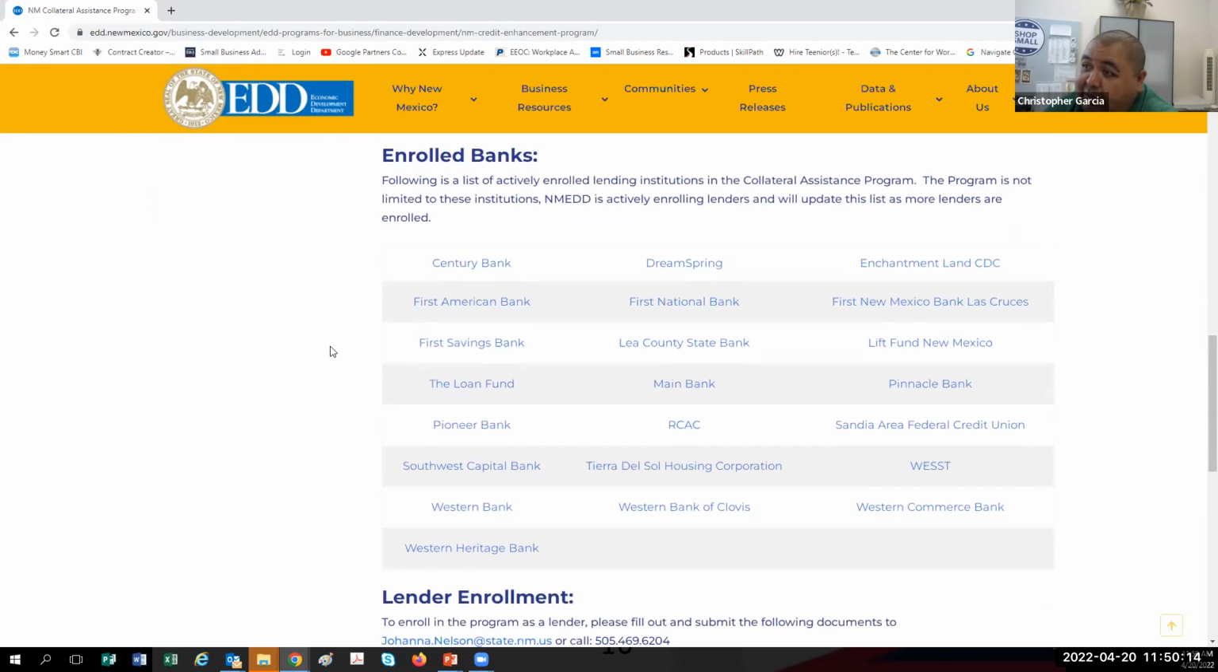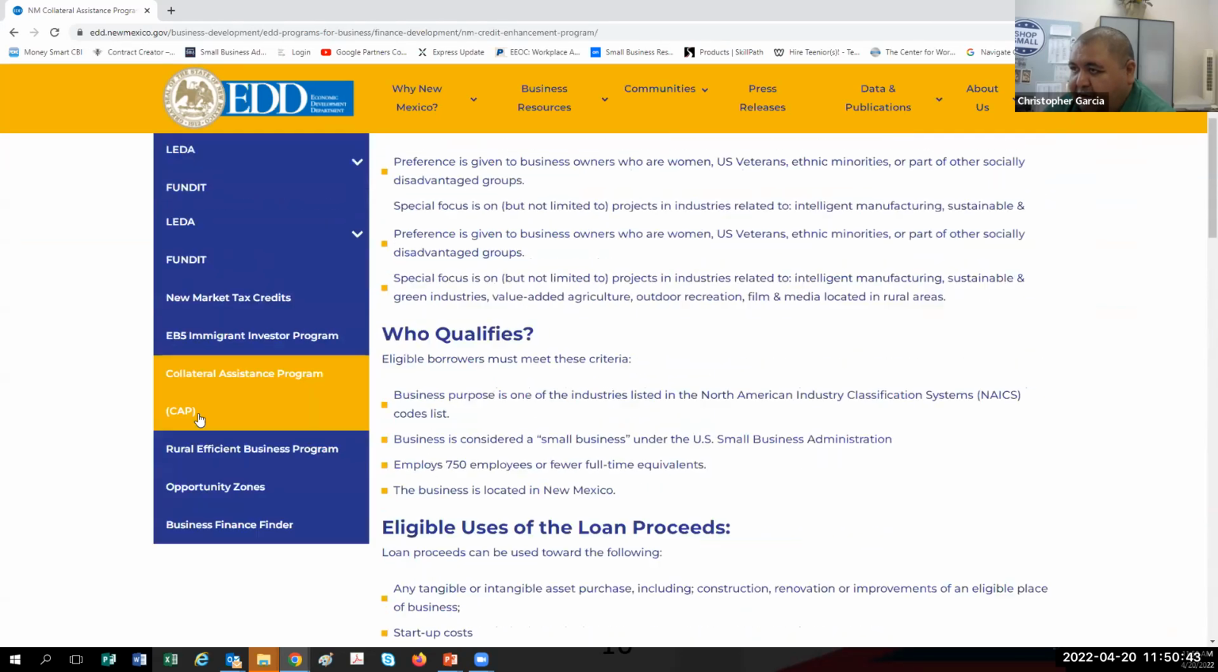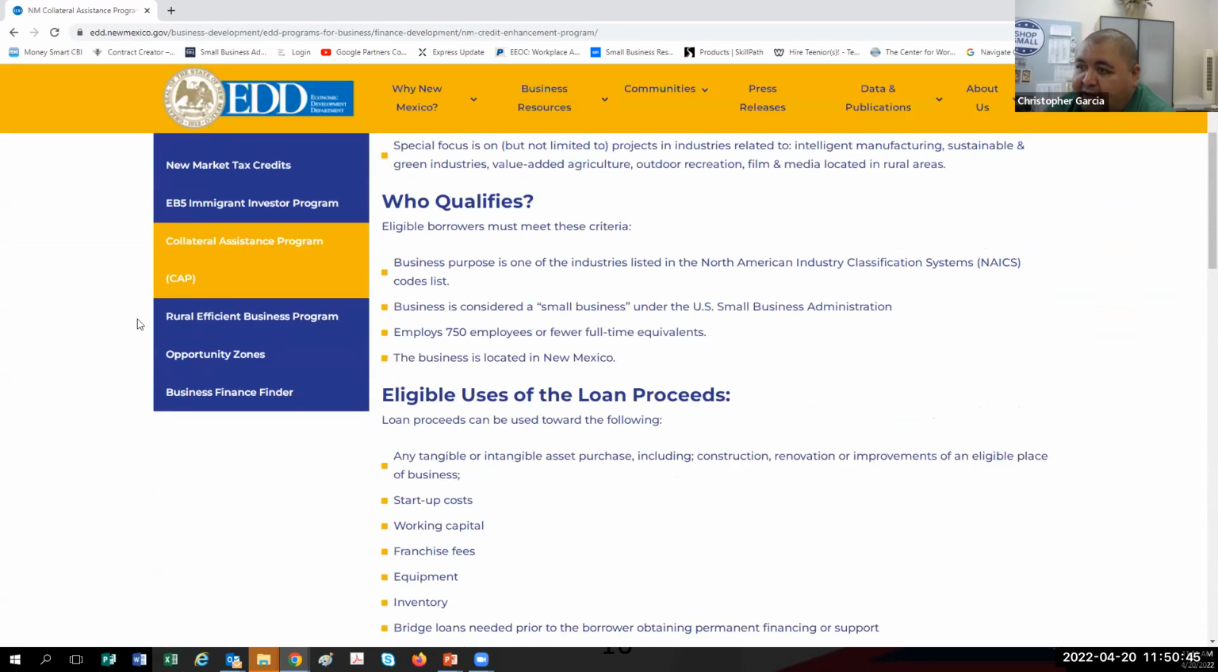Let's look at some of the banks enrolled. These banks seem like the most willing to lend to a startup business. But if you are a startup business, you might want to consider the nonprofit lenders like the Loan Fund. There's DreamSpring, they're an alternative lender, and WESST is the Women's Business Center. They could give out microloans under 50,000. I think they go up to about 3 million. And they'll consider startups. So that's the CAP program.